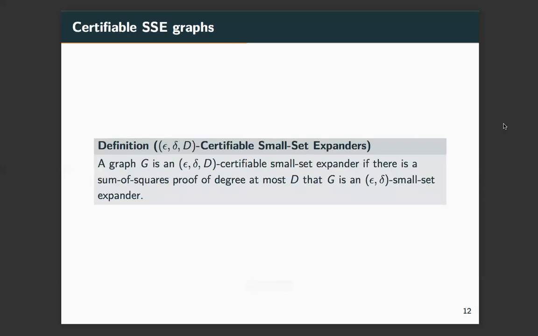The notion we consider in our paper is that of certifiable small set expanders. G is said to be an epsilon delta D certifiable small set expander if G is an epsilon delta small set expander, and furthermore, there is a sum of squares proof of degree at most D of this fact. To elaborate more, note that the property that G is a small set expander can be written as a polynomial inequality in some variables that take Boolean values. What we want here is that this polynomial inequality has a low degree sum of squares proof.